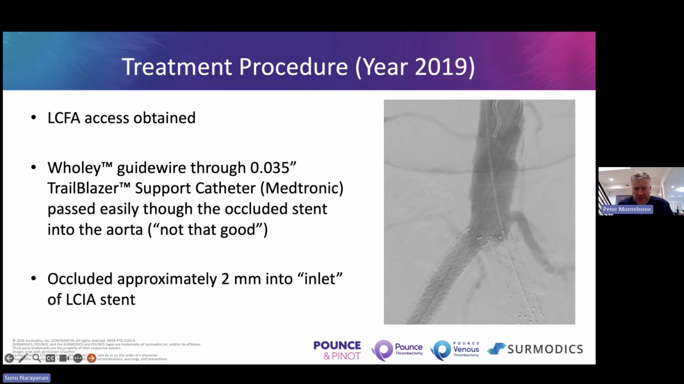Here's a close-up. That wire crossed real easy, as you can see from that contralateral side. It's not because we're great. It's because that's kind of this pathway of organized and disorganized thrombus. We got a wire up and through it with a support catheter. We can see very clearly that complete occlusion with a little bit of a nub coming into the left common iliac artery stent. Next slide.